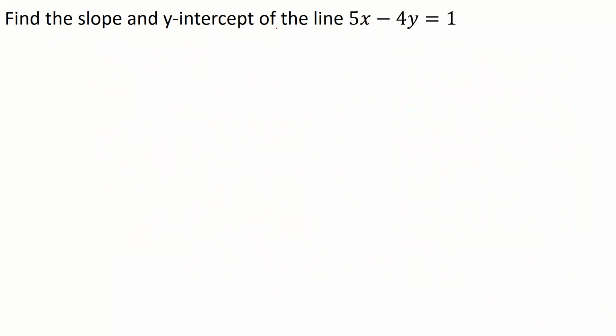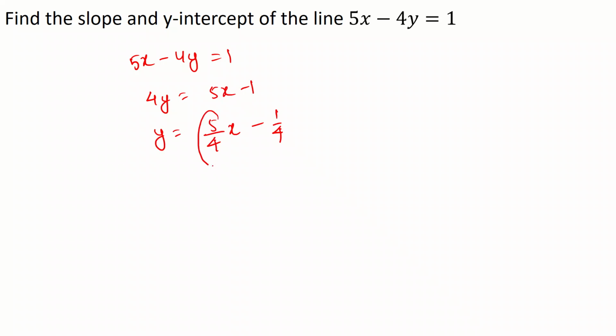Find the slope and y-intercept of this line. So let's quickly make y as the subject. 5x minus 4y is equal to 1. So I get 4y is equal to 5x minus 1. So y is equal to 5 by 4 x minus 1 by 4. So whatever is with x gives us the slope, and whatever is the constant gives us the intercept. So my slope is actually 5 by 4.